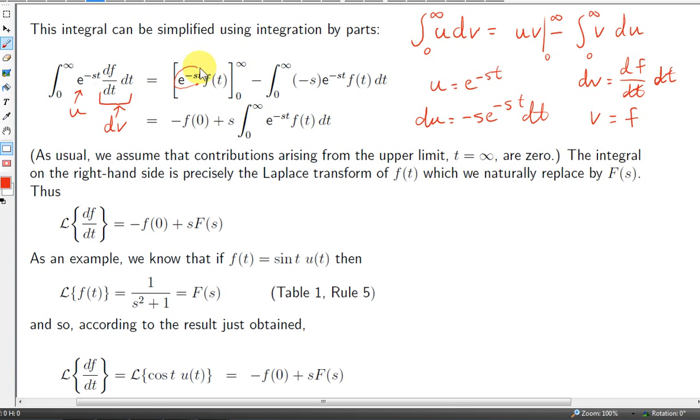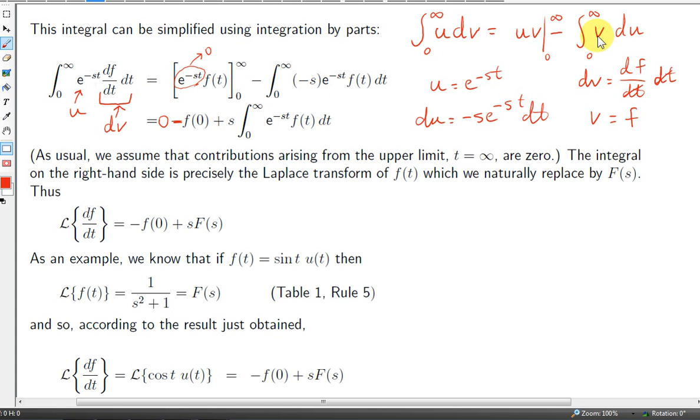Now we are assuming that e to the minus st dominates, so this will go to 0 faster than f of t will go to infinity. Assuming that f of t does go to infinity, it may not, but if it does, then we must have the situation that e to the minus st goes to 0 faster, so the entire product becomes 0. Then we have a minus sign and we plug in the lower limit, so if we plug 0 in for t, we'll get e to the 0, which is 1, and then we have f of 0, so we just have 1 times f of 0.